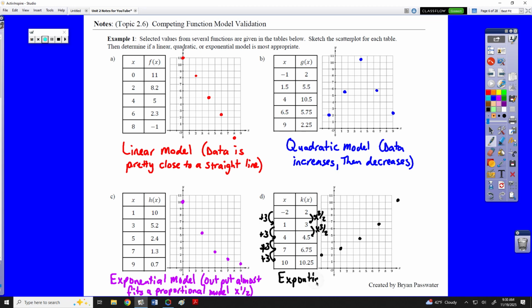And it kind of shows the danger of making assumptions because that data is pretty darn linear. But again, we have to recognize that proportional model and that output is exponential. It is growing at a proportional rate, 3/2. That does it for example 1. Again, graph the points, determine which model would be the best.